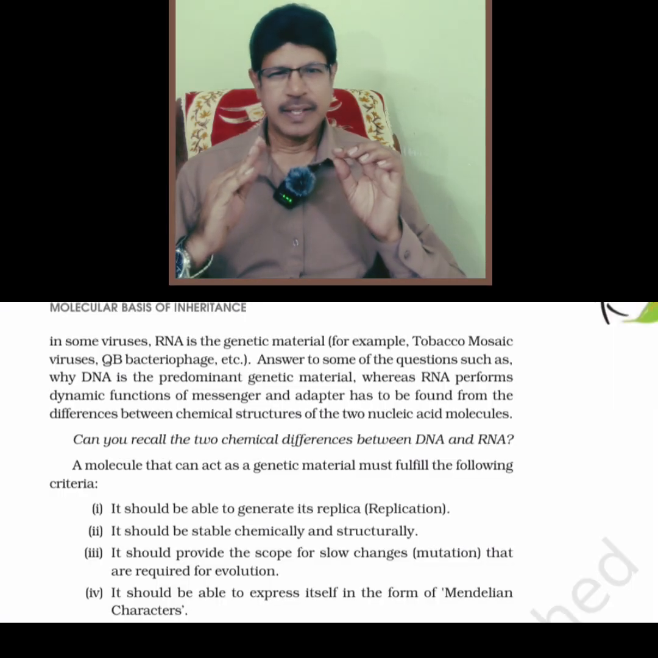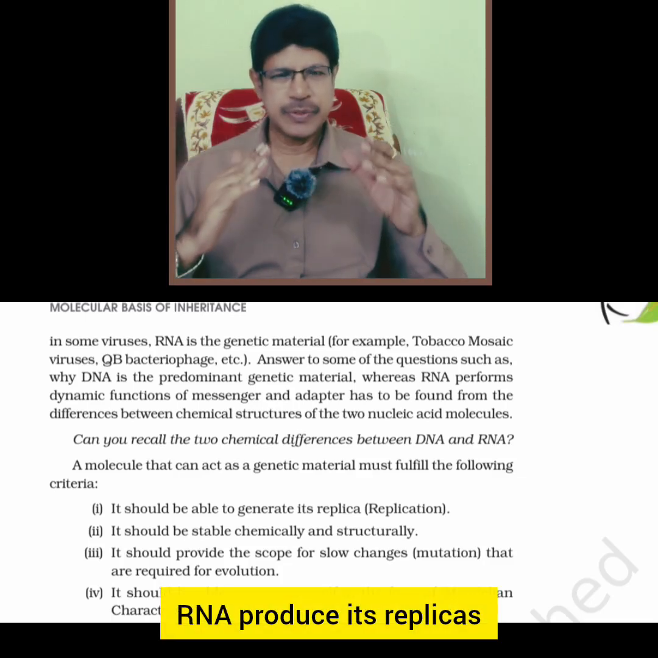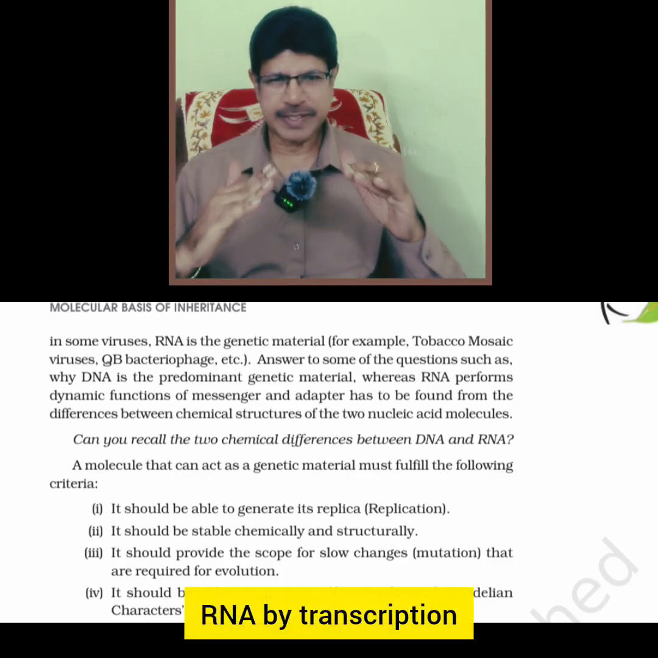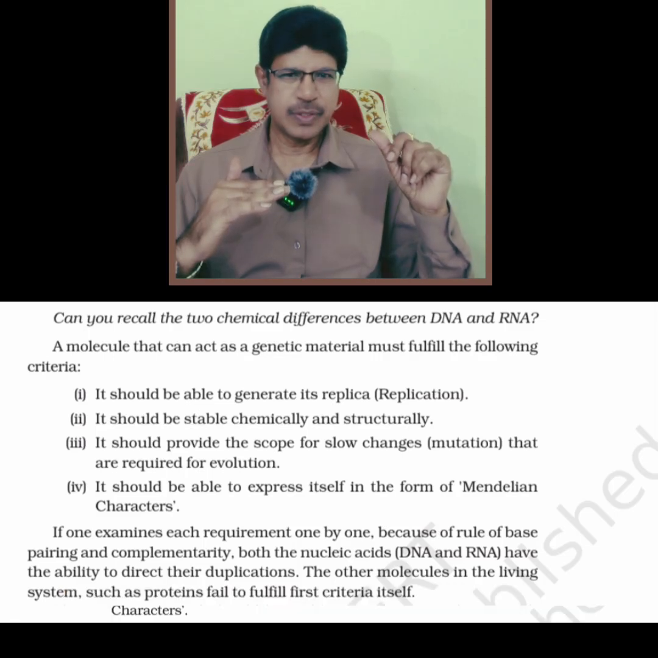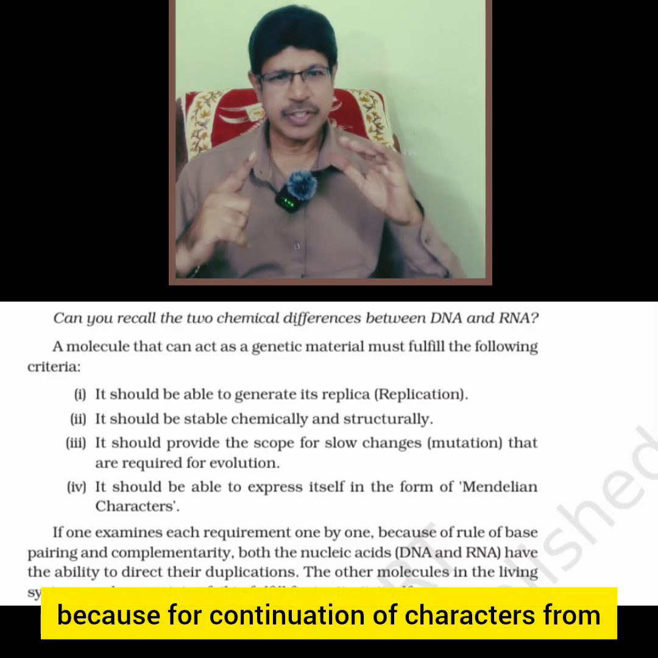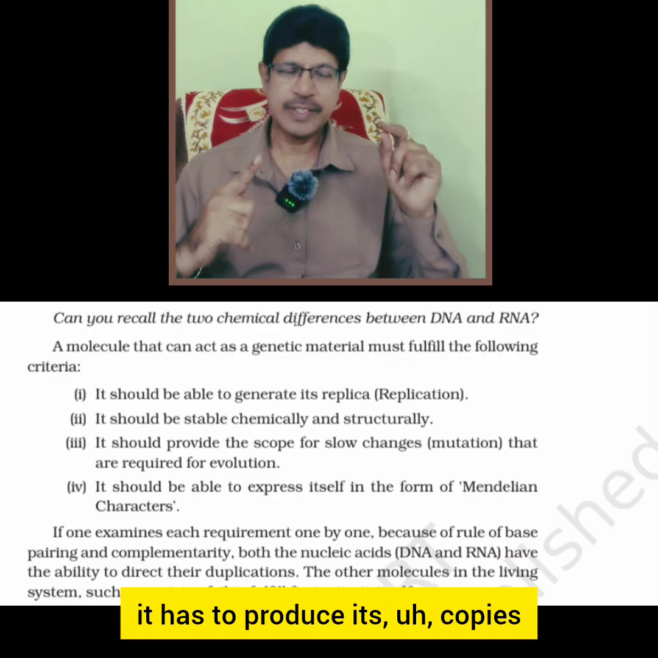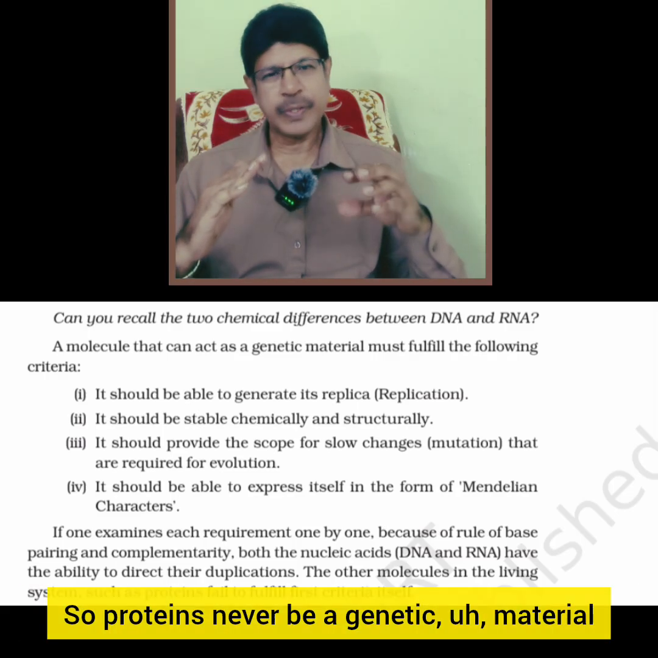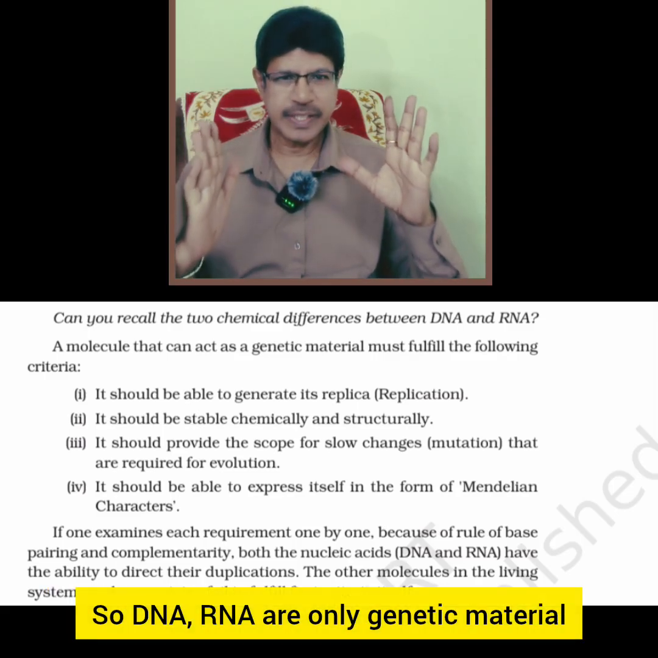Next, replicability, that is, both DNA and RNA produce their replicas. DNA by replication, RNA by transcription. But protein never produces its replicas. Replicability is a very important feature because for continuation of characters from generation to generation, it has to produce its copies. Protein is never involved in replication. So proteins can never be genetic material. So DNA and RNA are the only genetic material.